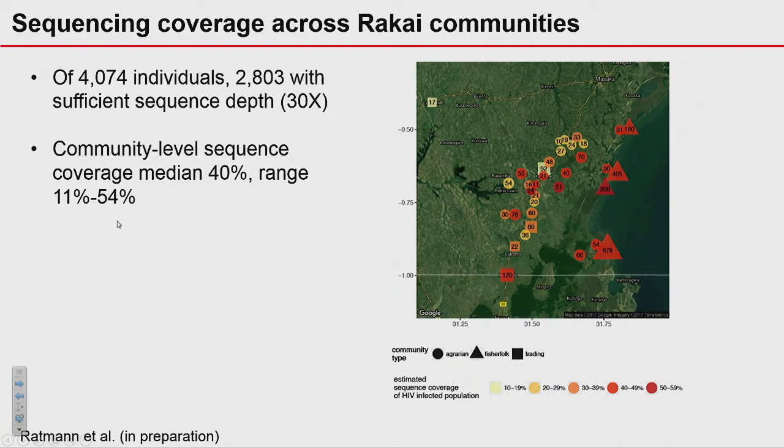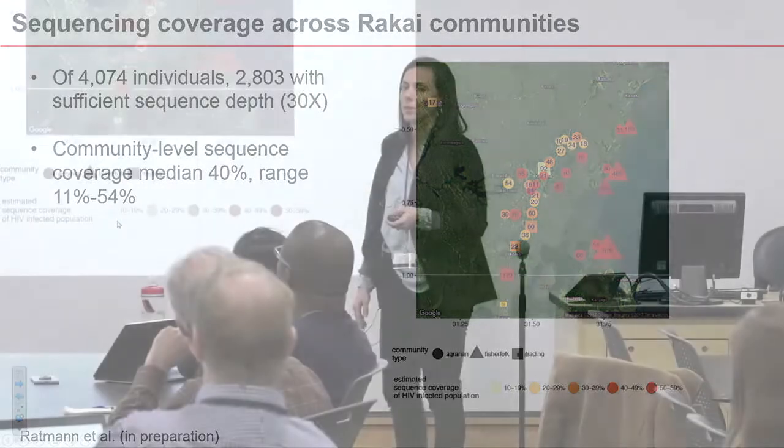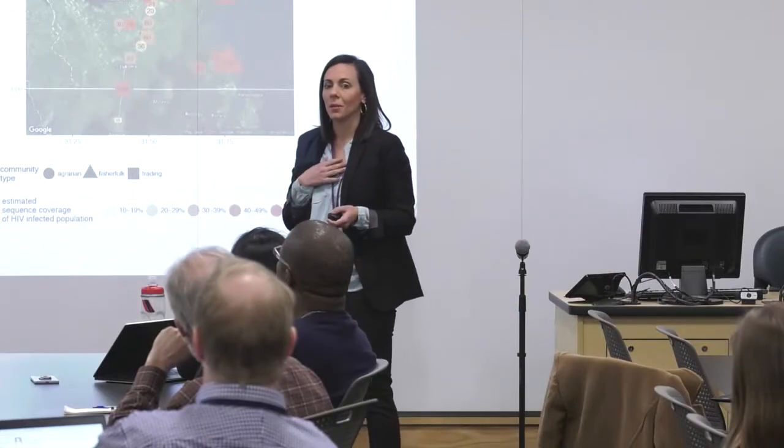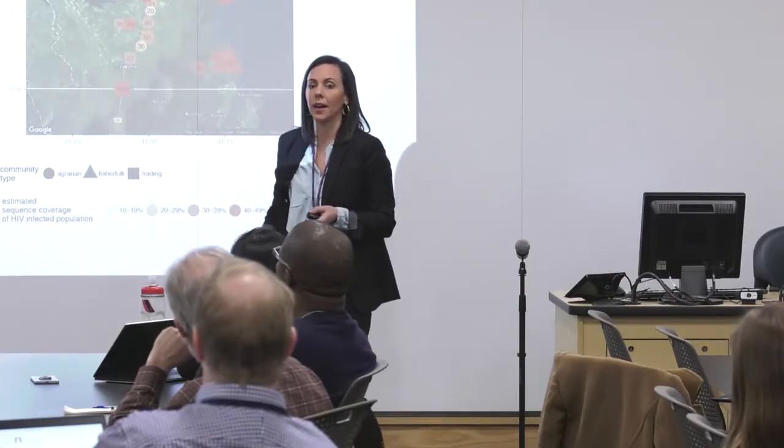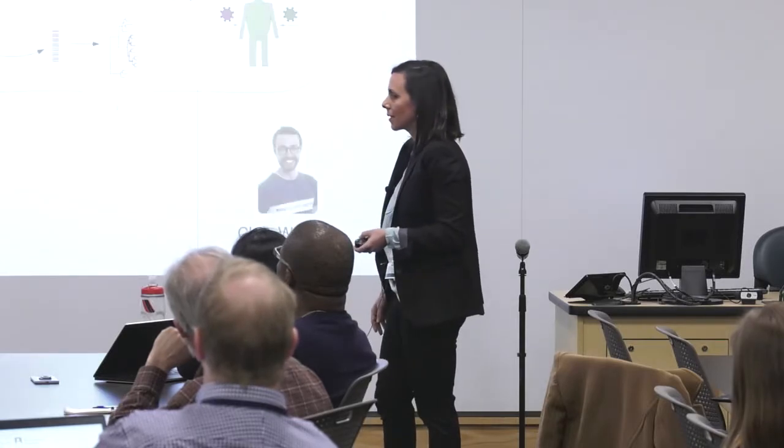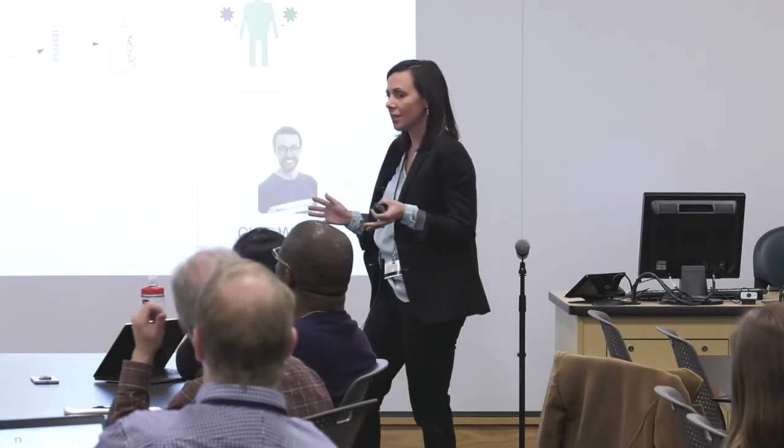So this is the coverage in the different communities. Of the 4,074 individuals we sent, 2,800 had sufficient sequence data to be able to do anything with it, and the coverage varied across communities. This can be a real problem when you're doing these types of analyses, so it's always important to estimate what your sequencing coverage is. Our median coverage is 40%, and it ranged from 11 to 54%. For the fishing communities along the coast, we had a lot more data than we did from elsewhere, and that was going to be problematic, so we ultimately had to correct for that at the end of these particular analyses. These were all next-gen sequencing data.